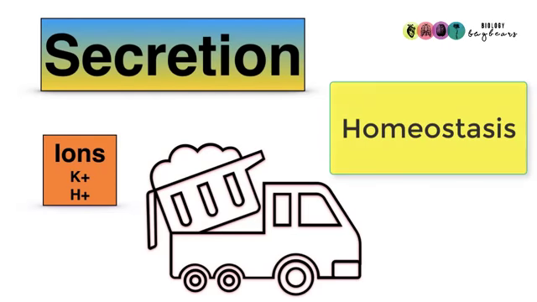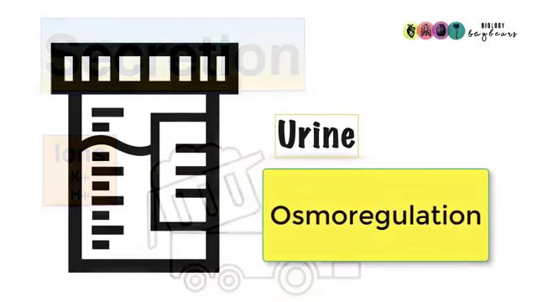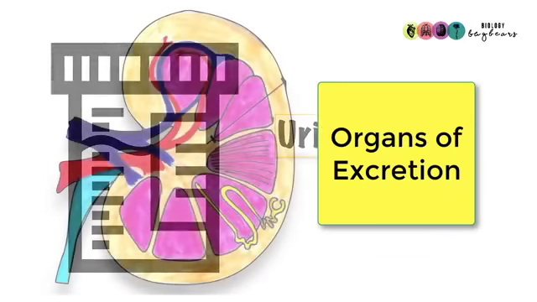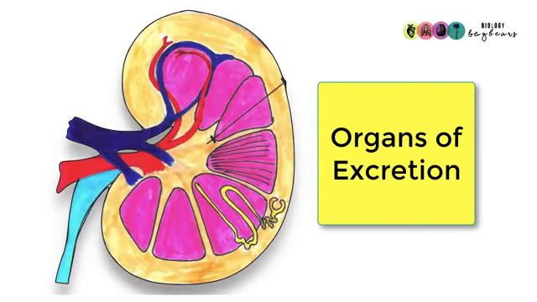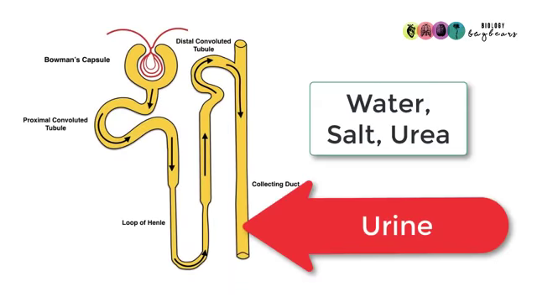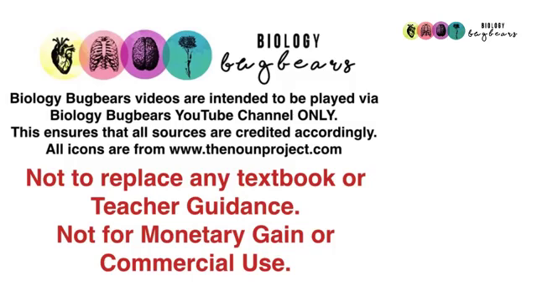It's also important to note that the whole process of forming urine is also a means of osmoregulation, so controlling water content, and this too is part of homeostasis. So the kidneys are not only organs of excretion involved in the removal of metabolic waste, but they're also involved in homeostasis too. So what eventually passes out through the collecting duct is urine. It's mostly made up of water, salts and urea. So that was the urinary system.